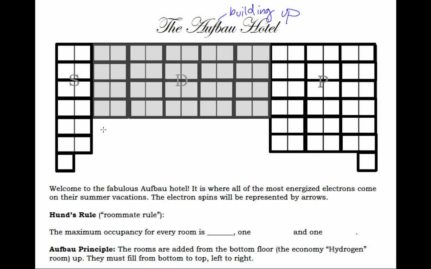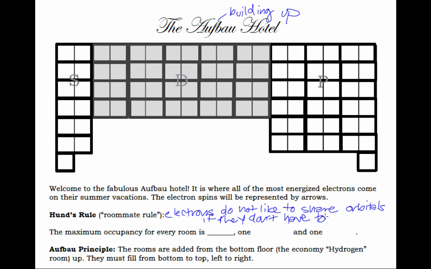So in this hotel, there's some rules about how the rooms can fill up. First of all, the real life name of this is Hund's rule, or we call it the roommate rule. So electrons do not like to share orbitals if they don't have to. And that's much like you probably don't want a roommate unless you absolutely have to have a roommate.